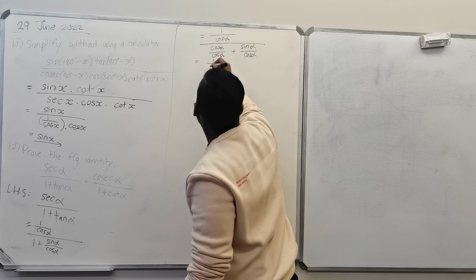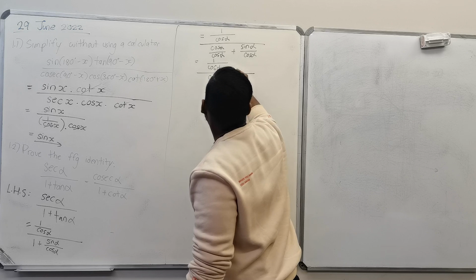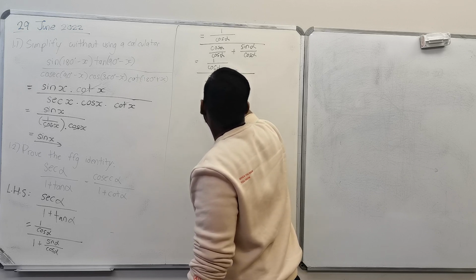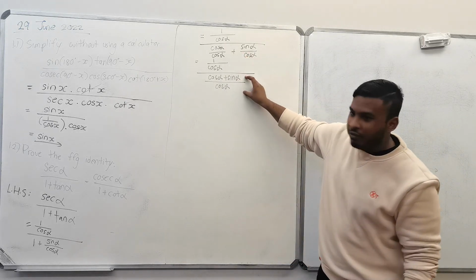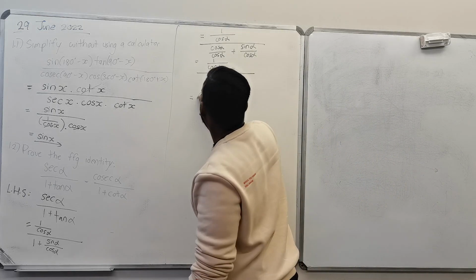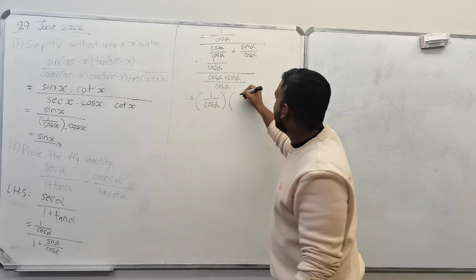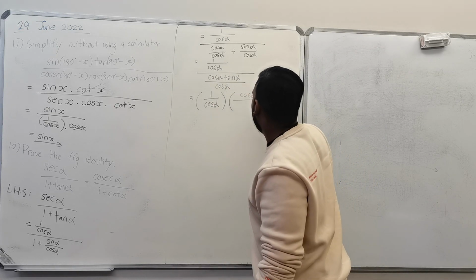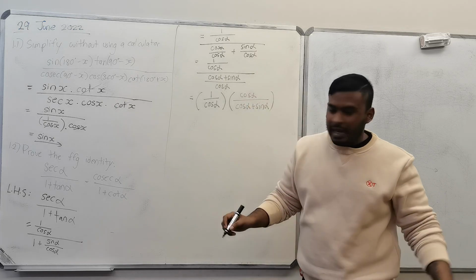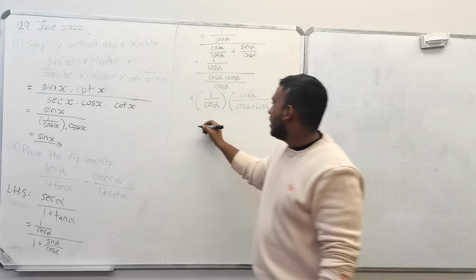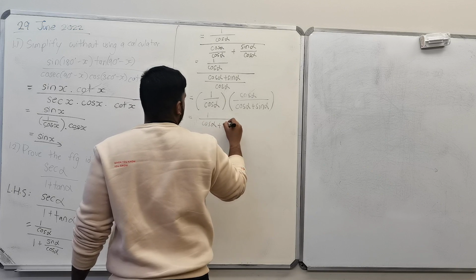Then you will end up with 1 over cos alpha all over cos alpha plus sine alpha all over cos alpha. You can see it now, right? Now it's a fraction over fraction, and what you do is take 1 over cos alpha and invert this. So this becomes cos alpha all over cos alpha plus sine alpha. And what will happen now? Cancel, cancel, and you're left with 1 over cos alpha plus sine alpha.